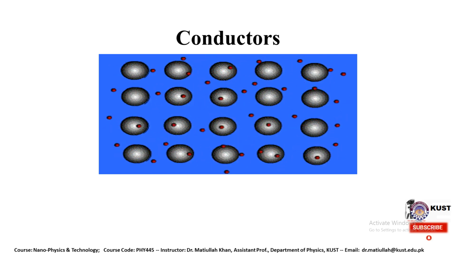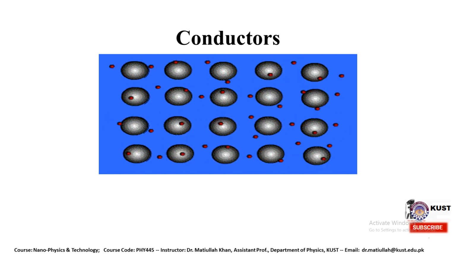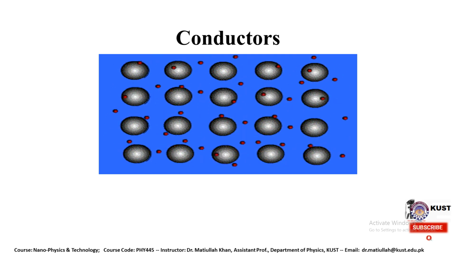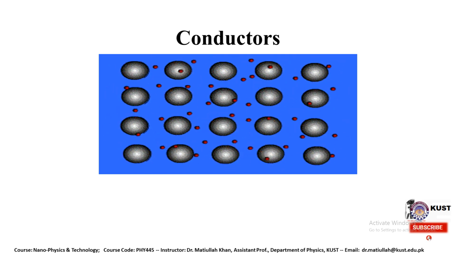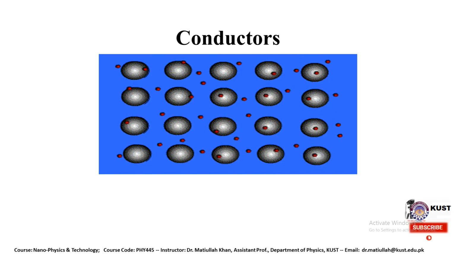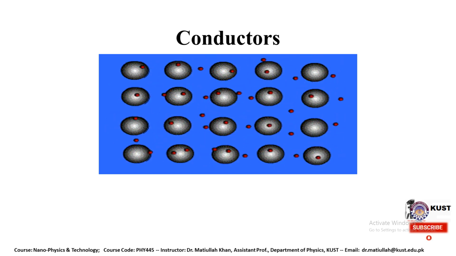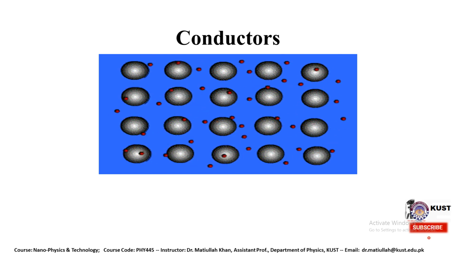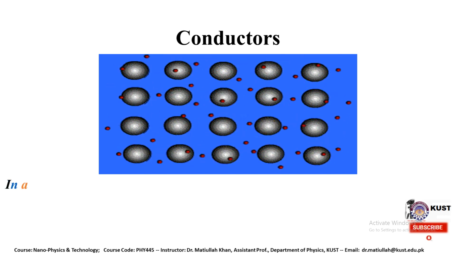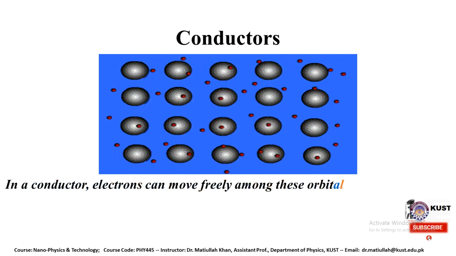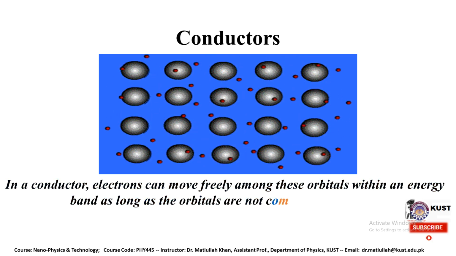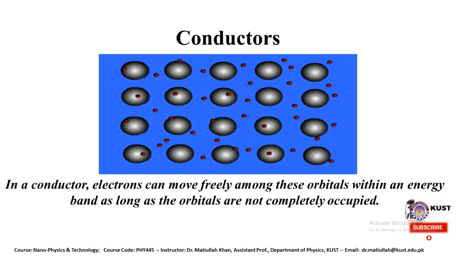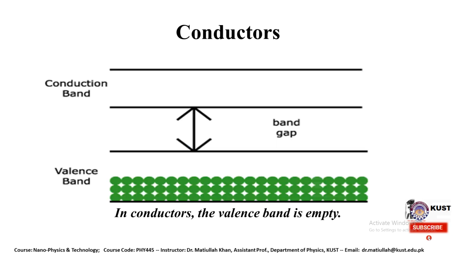But anyhow, these electrons are randomly moving when no external potential difference is applied. When we apply an external potential difference, these electrons drift in a particular direction, and that is why we can observe the current. So these electrons freely move among these orbitals within an energy band, as long as the orbitals are not completely occupied. So this is the band structure of conductors.